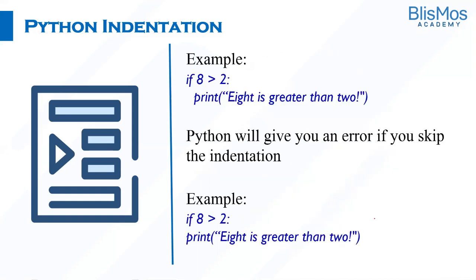Let us take an example here. Assuming that if 8 is greater than 2, after the if statement we are giving a space and printing a statement, 8 is greater than 2. In case you don't provide any space here, you may end up getting an error. So you have to be very careful with indentation in Python.